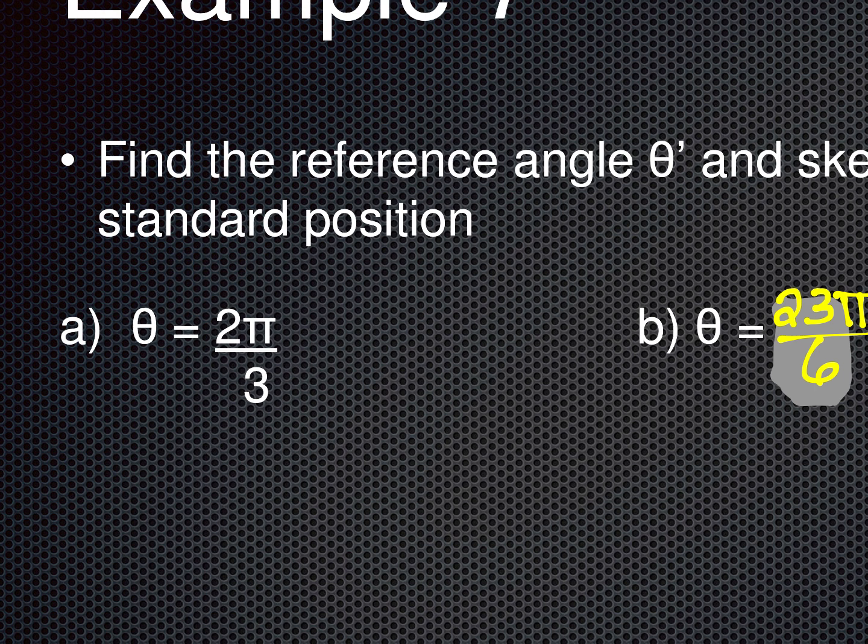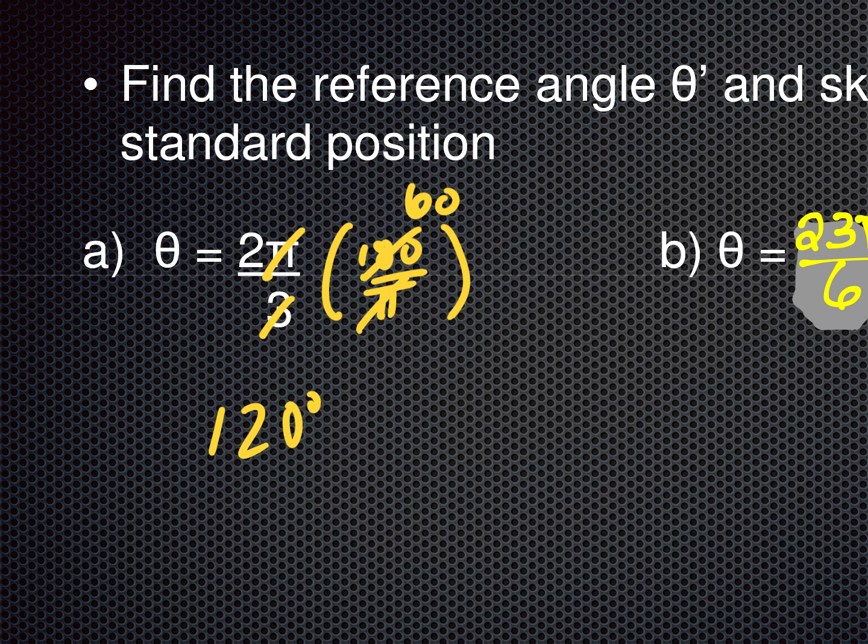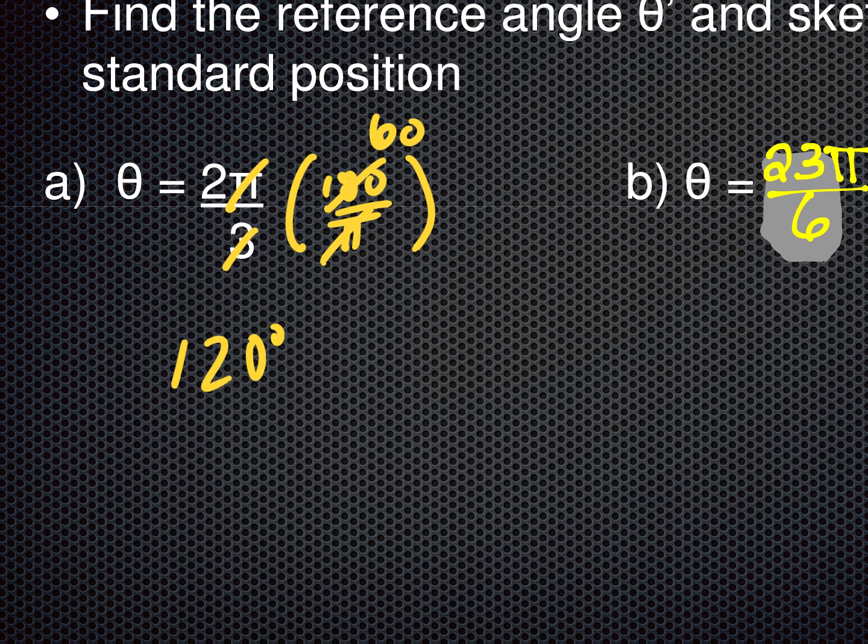So if I go ahead and do my conversion, 2 pi over 3, I'm going to convert that to degrees. So your pi's will cancel. 3 goes into 180 60 times, so 60 times 2 is 120 degrees. That's not our reference angle. That is our given angle. So I'm going to find out where that given angle is. So I'm going to start right here at the x-axis, and we're over here in quadrant number 2. So there is our angle of 120 degrees.